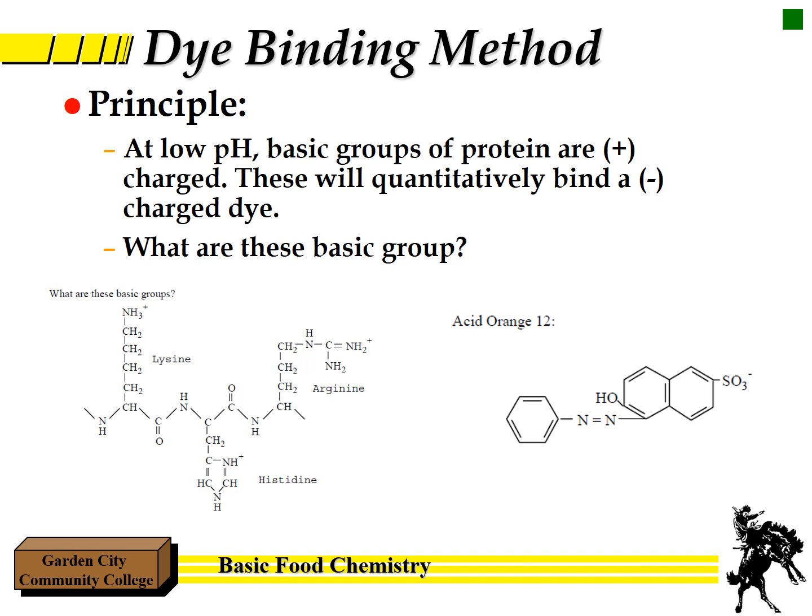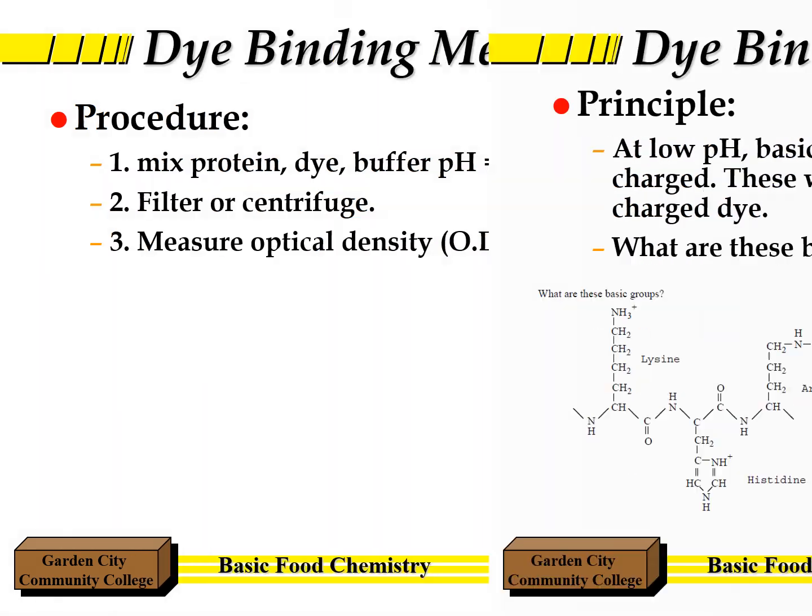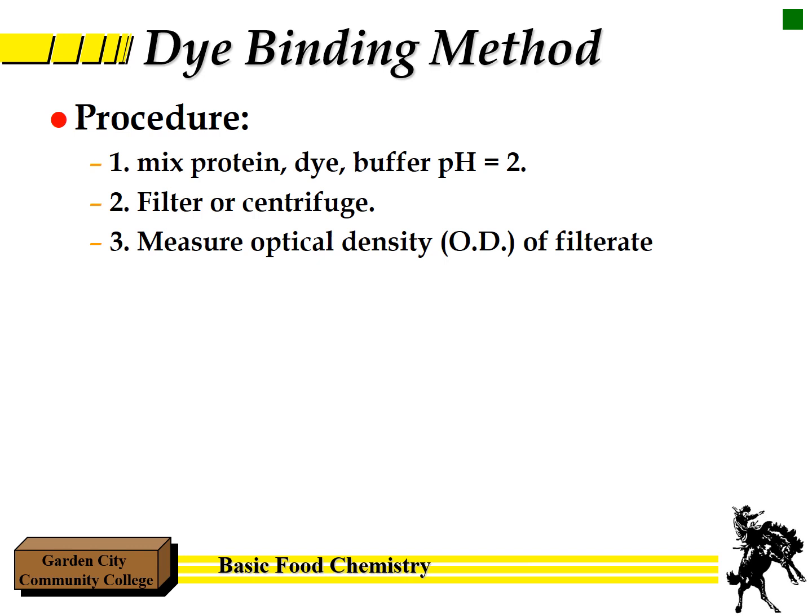For the dye binding method, the principle is that at a low pH, basic groups of proteins are positively charged. These will quantitatively bind a negatively charged dye. What are these basic groups? They would include things like glycine, histidine, arginine, and then of course your acid dye would be like orange 12. The procedure is you mix your protein and your dye, and then you buffer to get a pH of around 2. It's filtered or centrifuged, and then you measure the optical density of the filtrate.